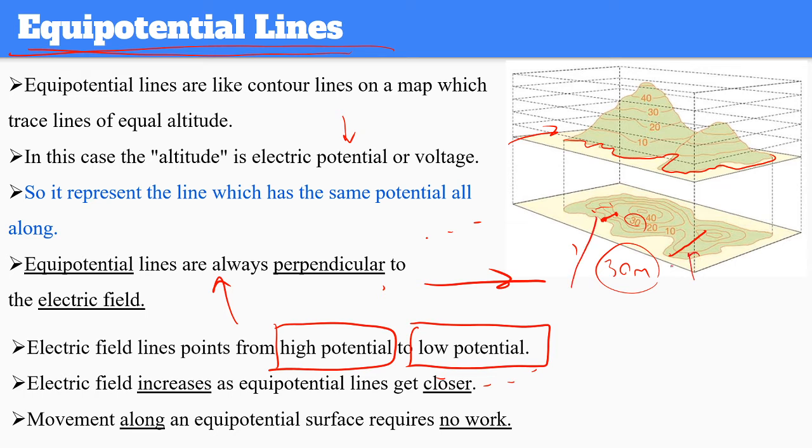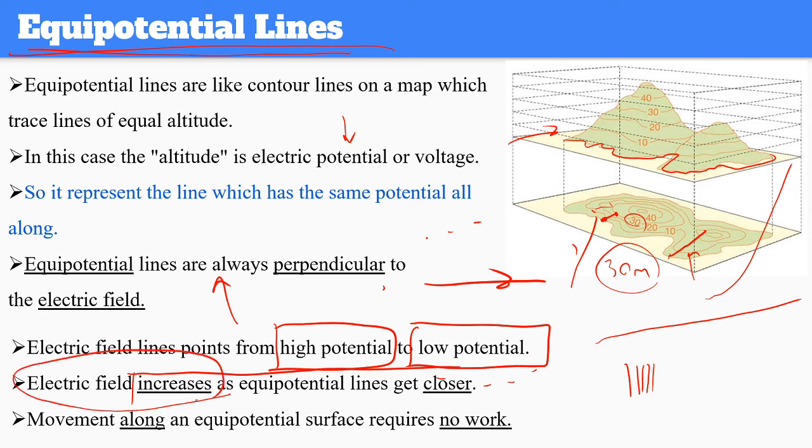But in this part, what is happening? You are changing by the same amount, but you are not changing it directly, so it is going to be less steep. Just like this, having two lines pretty close to one another means the electric field in that region is getting higher and higher, because you're getting closer and closer to a higher potential. So as those lines get closer to one another, the field is going to be getting stronger in that region.